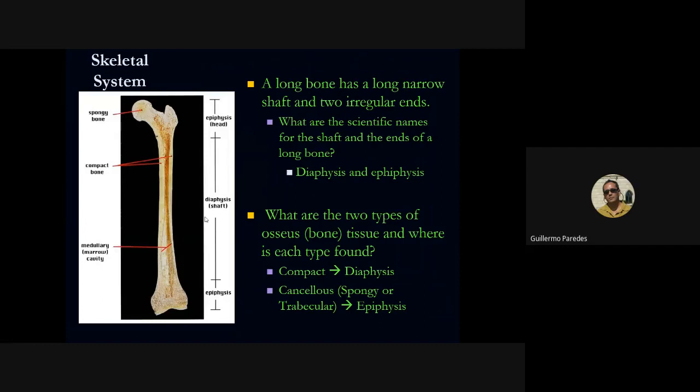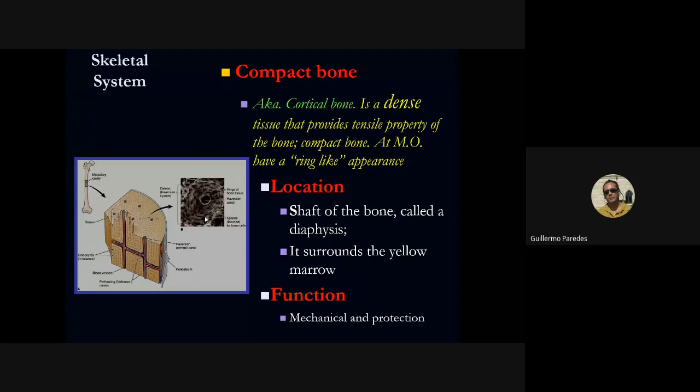So let's talk about the compact bone, also called cortical bone. We don't call it that often, just compact bone. It is located in the shaft of the bone called the diaphysis. It surrounds the yellow marrow, as we already know. What is the function of this type of bone? It has to be resistant to mechanical forces, so it's very stiff and dense, and that protects structures.